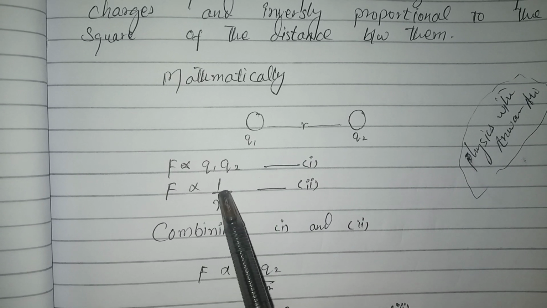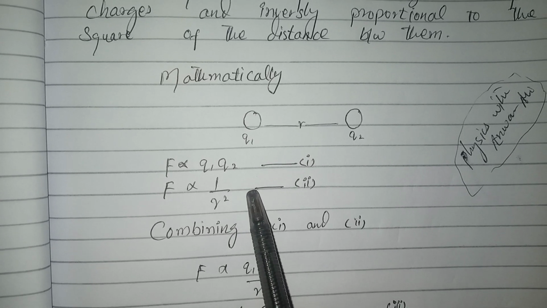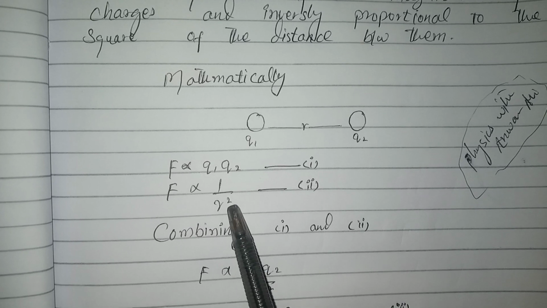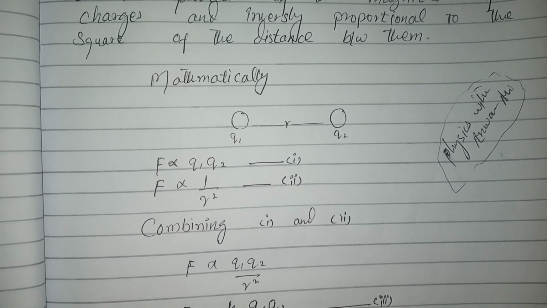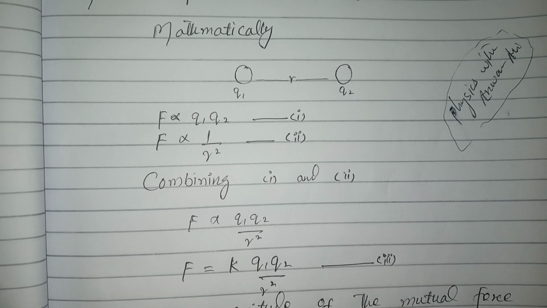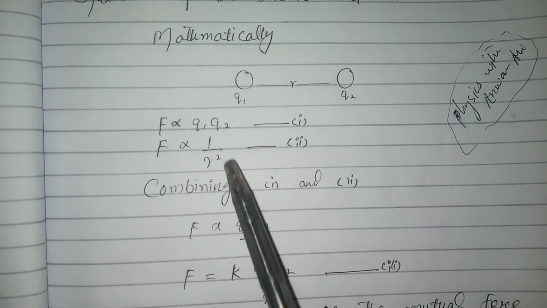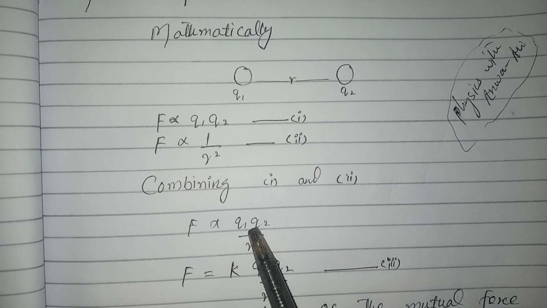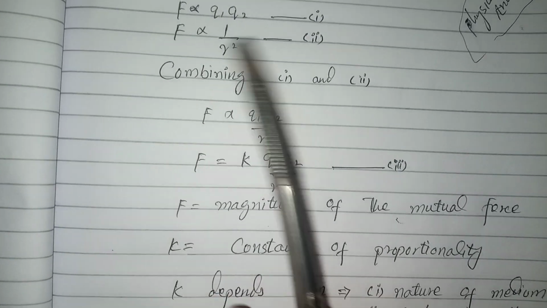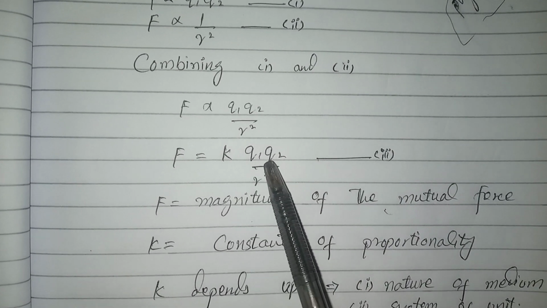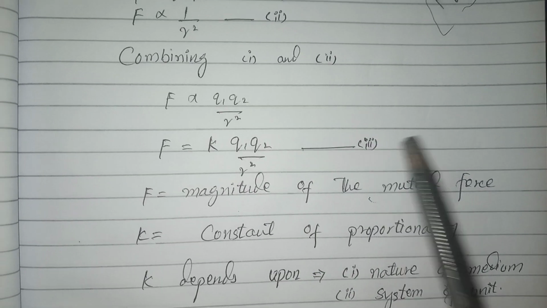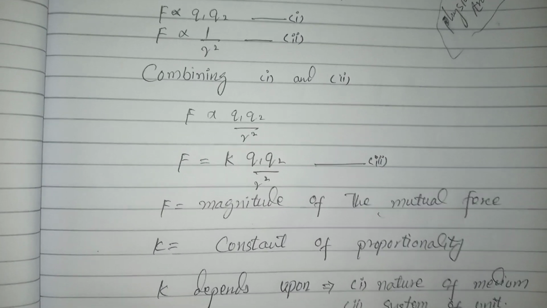Then F is inversely proportional to the square of the distance between them, so F is inversely proportional to r square. Let's say this is equation number 2. Now combining equations 1 and 2, we can get F proportional to q1 q2 divided by r square, and then F is equal to k q1 q2 divided by r square. Let's say this is equation number 3. But what is this k?